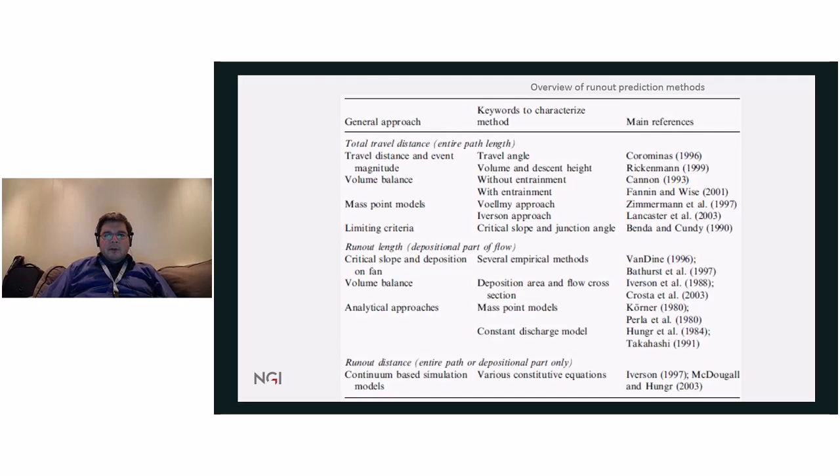This is an overview of runout prediction models. Currently, we are mostly concentrated on continuum-based simulation models.